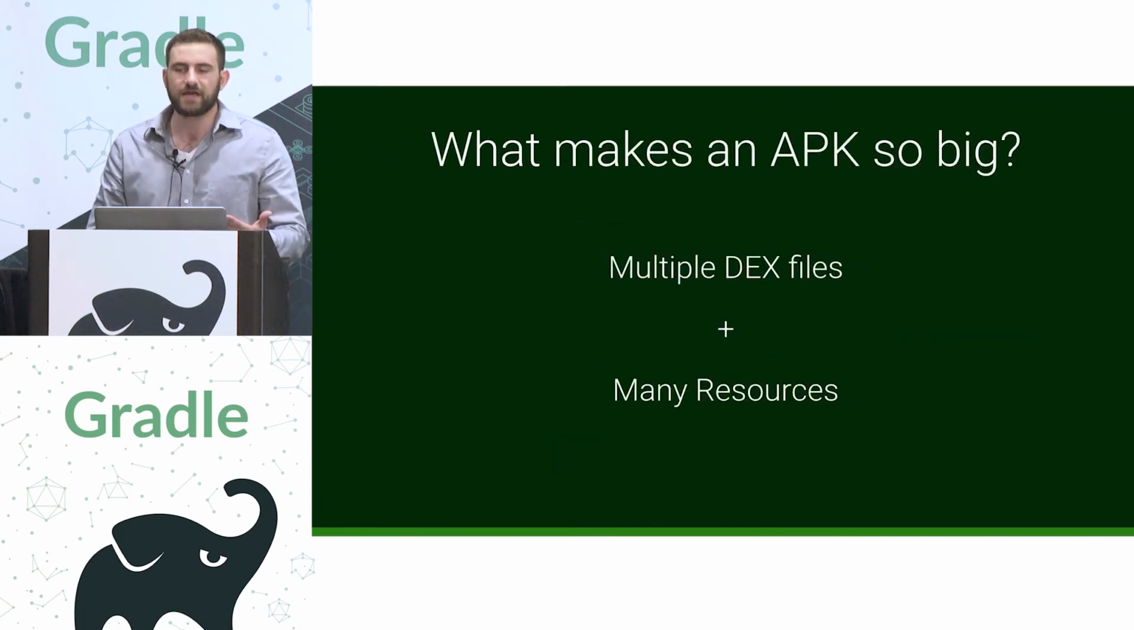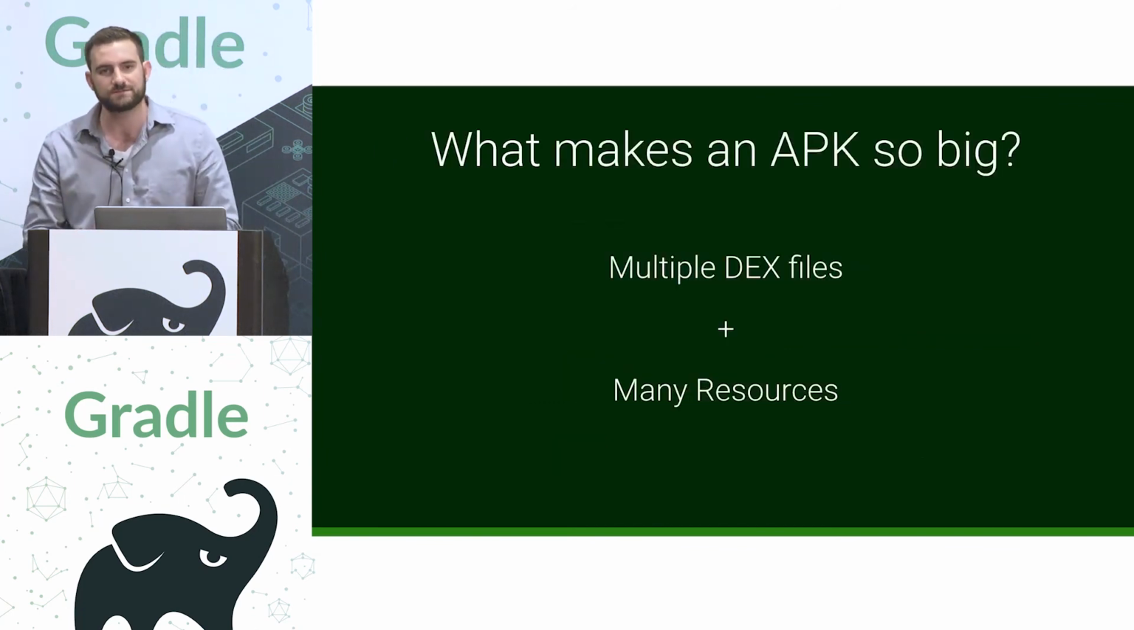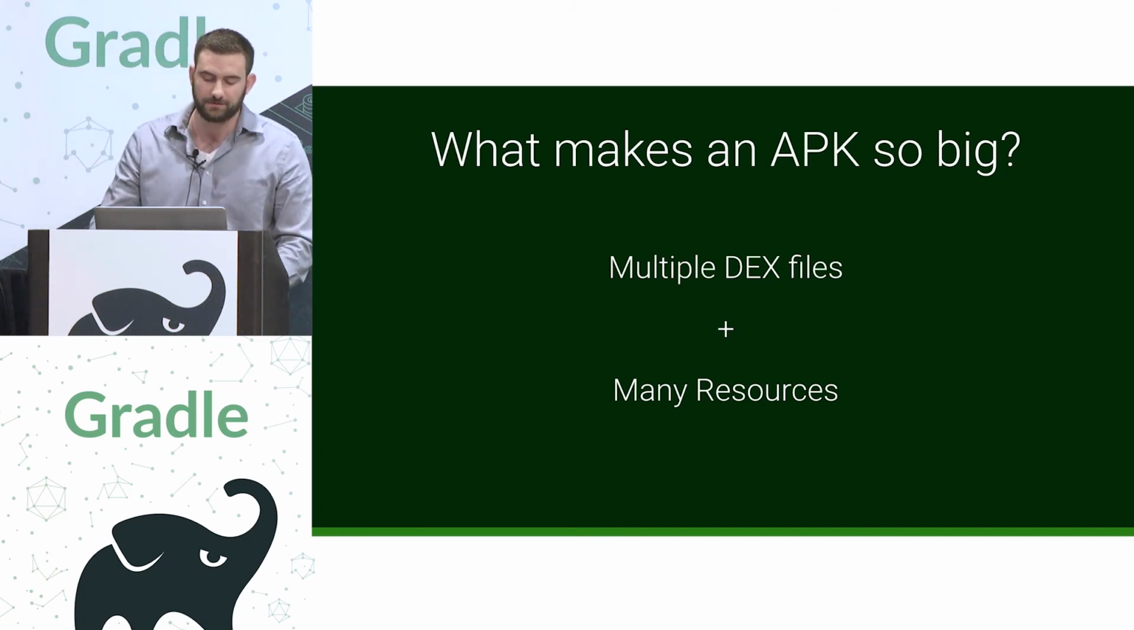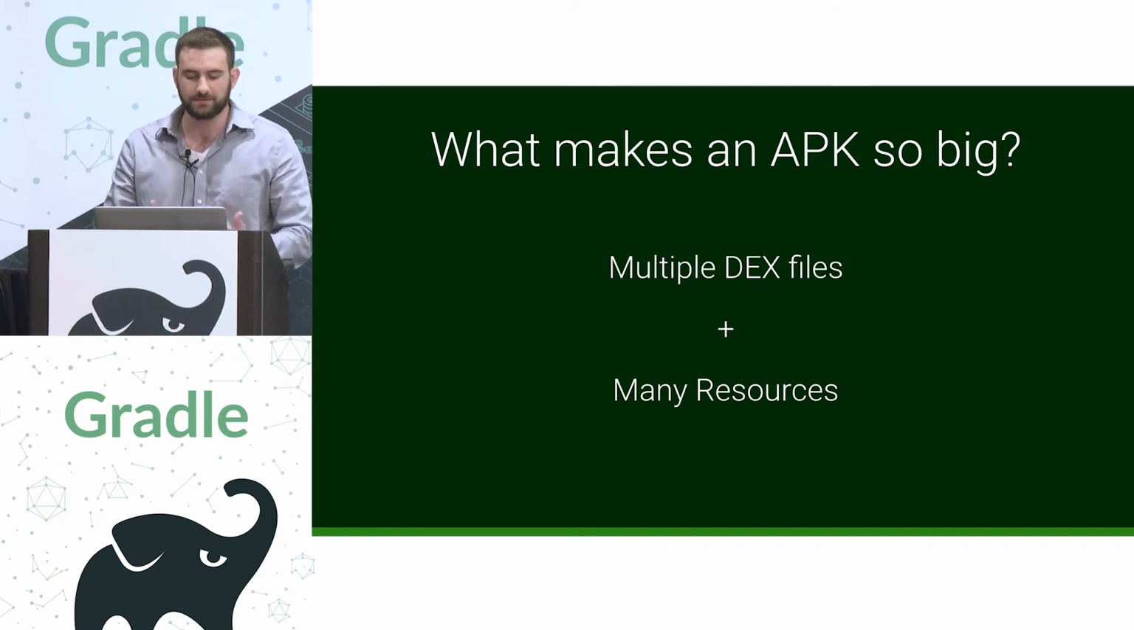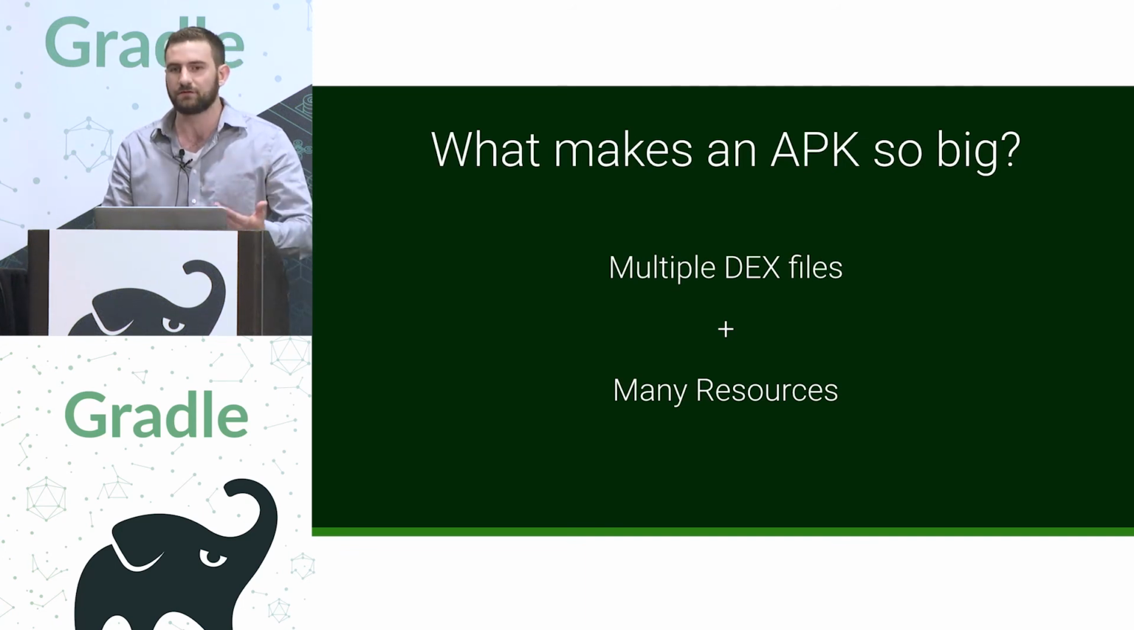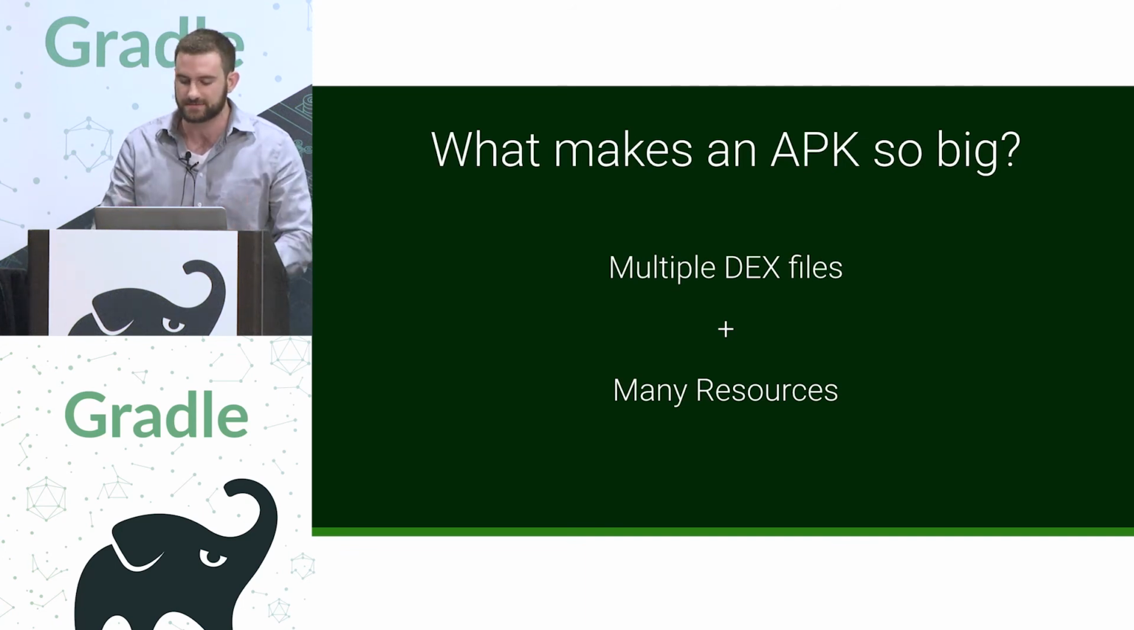So what makes the APK so big? I would say having more than 1 DEX file, especially 3 or more, especially in debug builds, slows down debug builds very much so. I think also having plenty of resources. So we'll be going through different strategies on how to slim our APKs down.